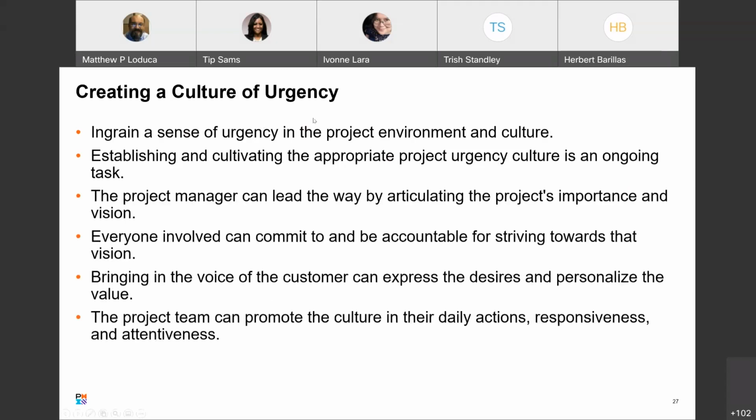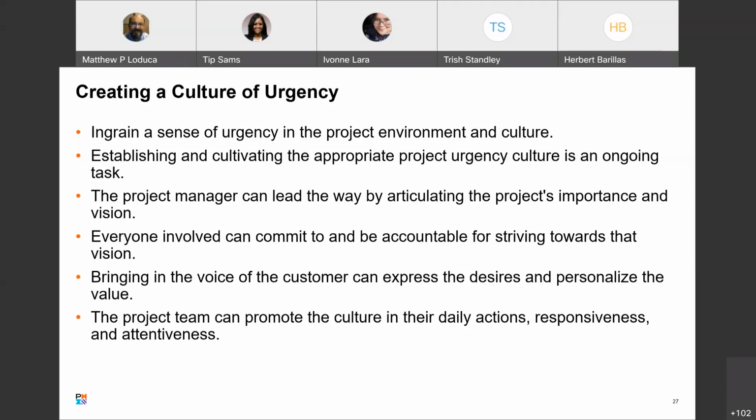So create a culture of urgency. Ingrain a sense of urgency in the project environment and culture. This is one of those things that PMI has here. Agile says this too, but they also talk about how you have to be sustainable. For instance, in a 40-hour work week, people are probably going to put in maybe 30 hours of work and 10 hours of other stuff. You've got to do other things. And so sustainability is there.